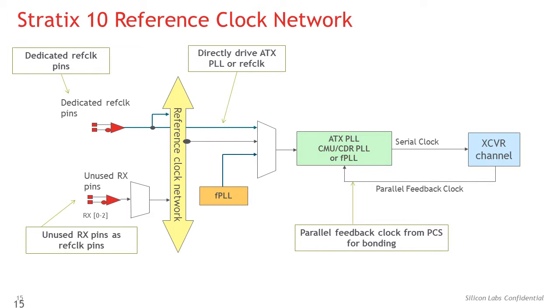So the reference clock network is used to distribute the PLL reference clock. The Stratix family has three possible reference clock sources. The first is a dedicated reference clock pins. The second is any unused RX pins. And lastly, from an FPLL internal to the device. The reference clock network then drives directly into the PLL. There's also a dedicated feedback clock path for the PLL feedback bonding.